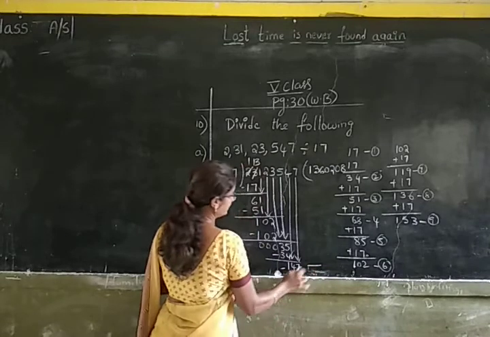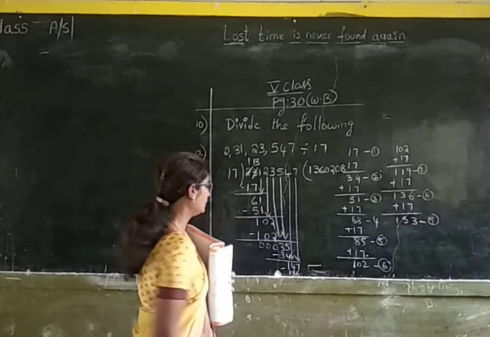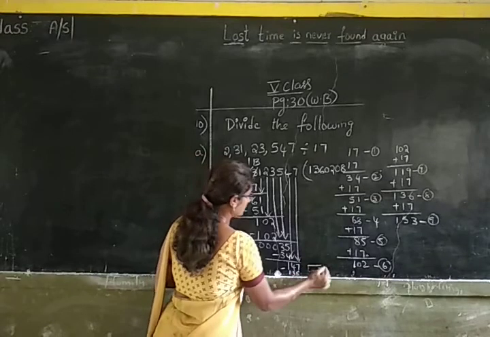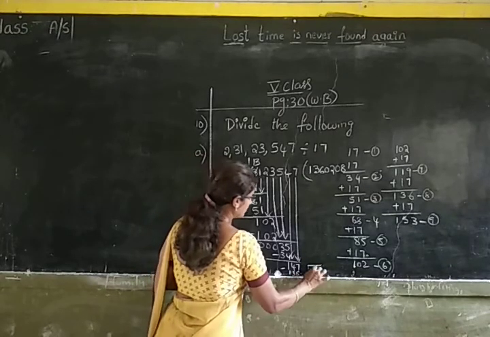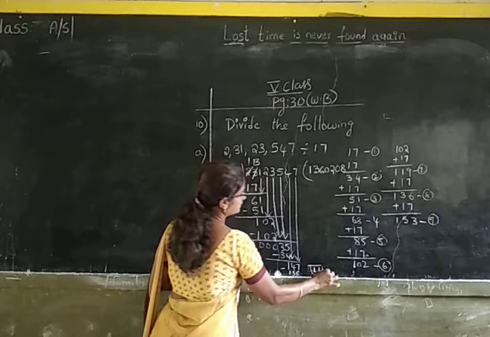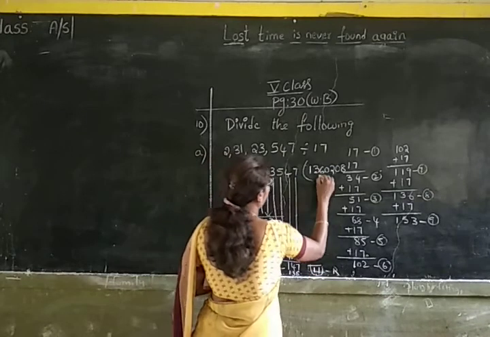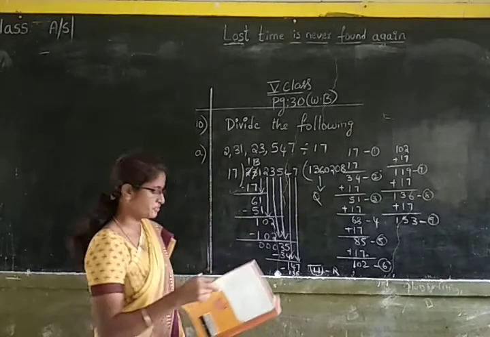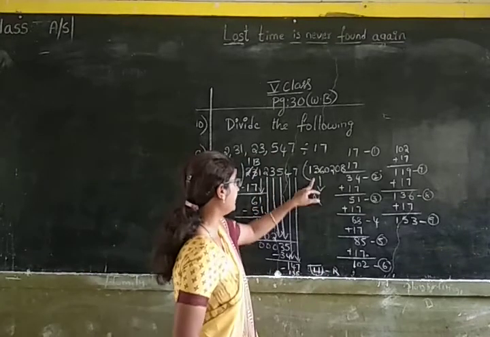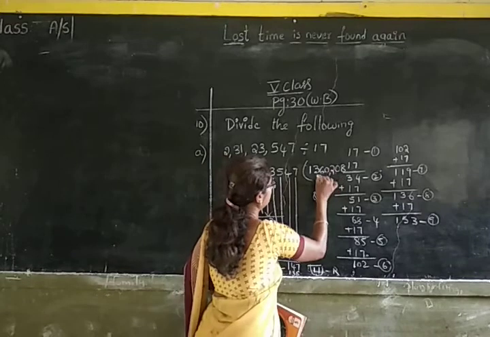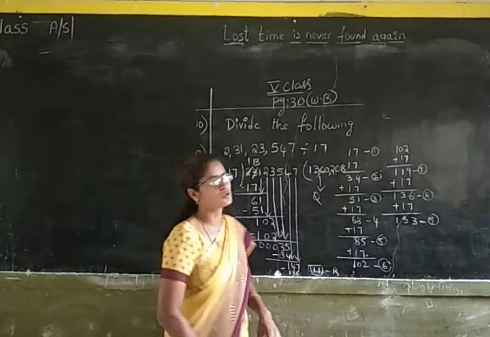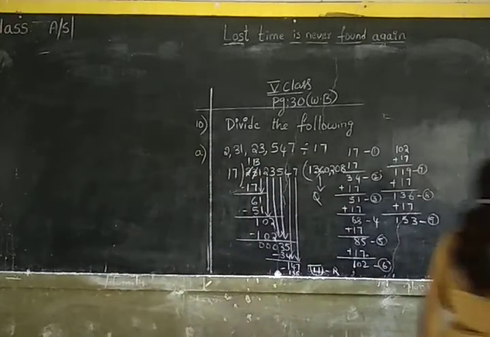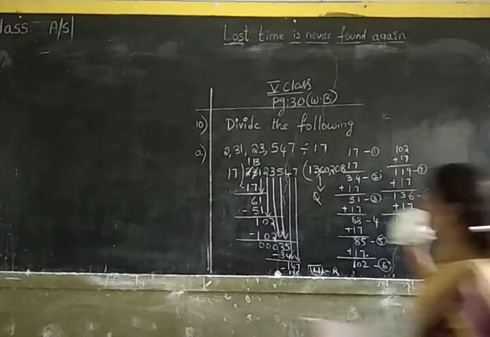Children, I am writing the answer of the subtraction here. 17 eights are 136. 7 minus 6 is 1. 4 minus 3 is 1. So 11 is the remainder. Did you understand, children? 11 is the remainder and 13,60,208 is the quotient.